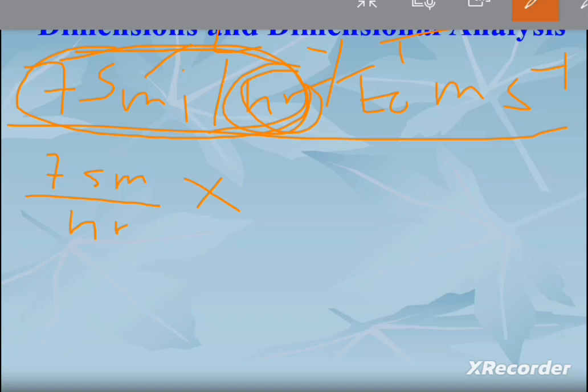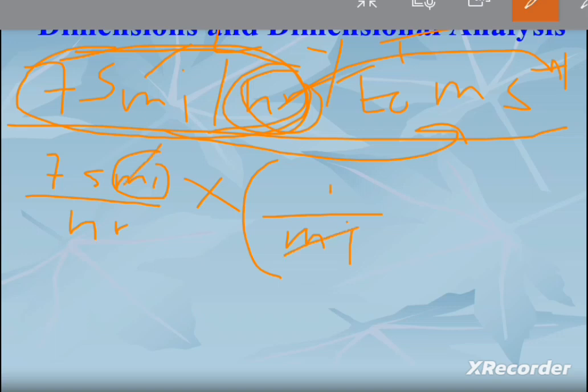So you are going to take miles to meters. Then you are going to take hours to seconds, because you are converting length to length and time to time. So when you convert, you are going to use the principle of multiplying by 1. You are going to convert miles to meters. Because miles is up here, you are going to put it at the bottom. Why? Because at the end you want to cancel miles with miles. Then you put meter up.